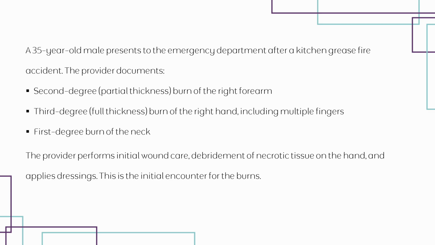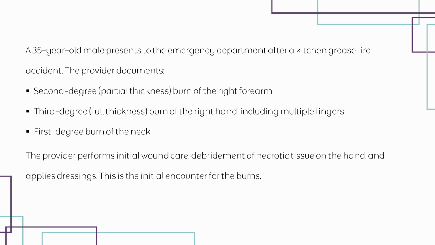Here we have a 35-year-old male that presents to the emergency department after a kitchen grease fire accident. The provider documents a second-degree burn, partial thickness, of the right forearm, third-degree burns of the right hand, which are full thickness, including multiple fingers, and a first-degree burn of the neck. The provider performs initial wound care, debridement of necrotic tissue on the hand, and applies dressings. This is the initial encounter for the burns.